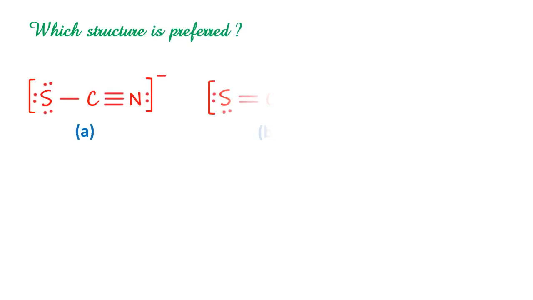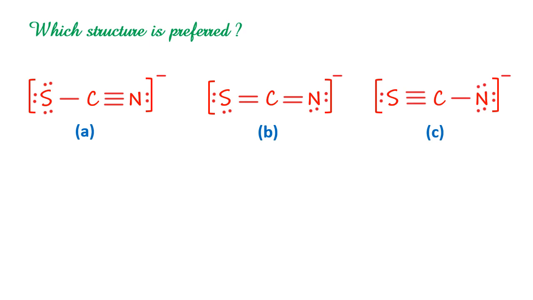Example. Now from these three structures, which structure is preferable? SCN minus. Okay, so we have three structures. When we calculate formal charges, here we have -1, 0, 0 in structure A. In structure B, the same charges but the distribution is different, 0, 0, -1, and in structure C, 1, 0 and -2.